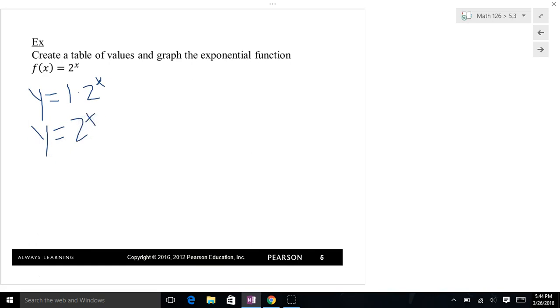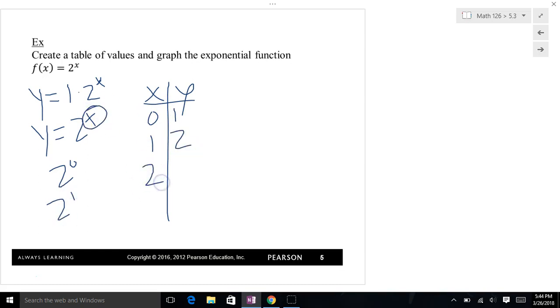So we're going to plot some points here. Let's start with 0. Well, 2 to the 0, anything to the 0 is 1. Let's plug 1 in. 2 to the 1, of course, is 2. Let's plug 2 in for x. 2 squared is 4. Let's plug 3 in for x. 2 to the third, 2 times 2 times 2, is 8. 2 to the fourth, 2 times 2 times 2 times 2, is 16. And we could keep going with that.